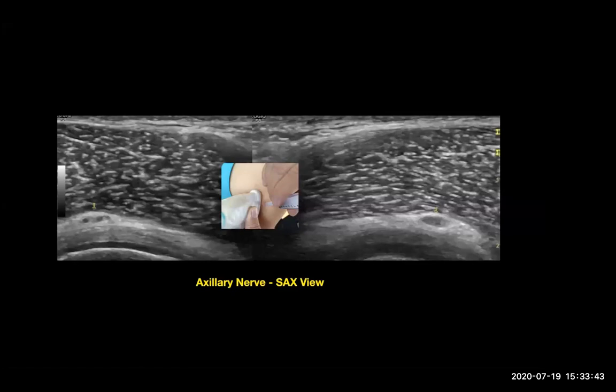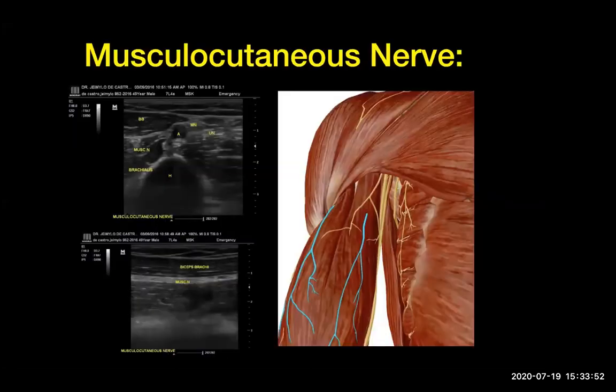So just comparing the circumference and the cross-sectional area, we would be able to see the difference between an abnormal nerve and the normal nerve. Then we go to your musculocutaneous nerve.